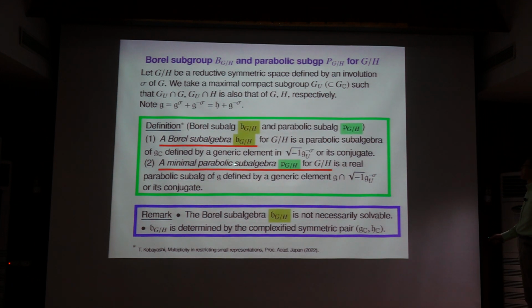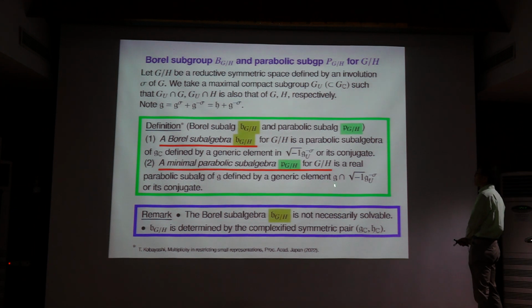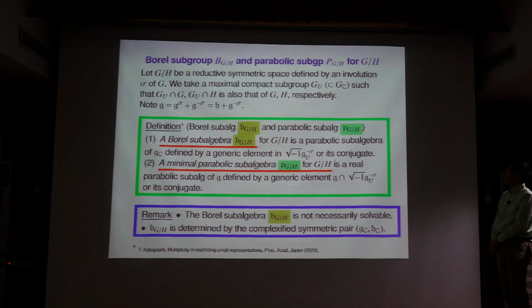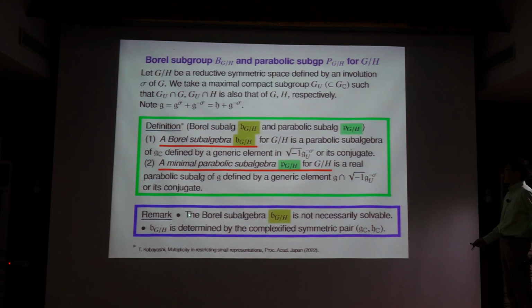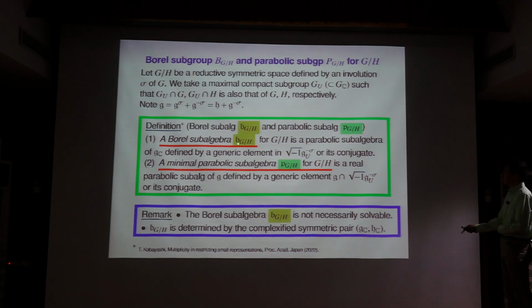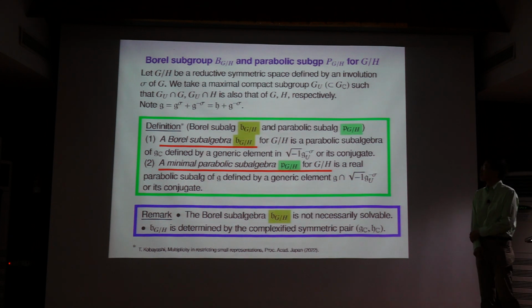And a relative minimal parabolic subalgebra, denoted by p_{Z/H}, for a reductive symmetric space is a real parabolic subalgebra defined by a generic hyperbolic element of the minus-one eigenspace of sigma, or its conjugate. And this is uniquely defined up to conjugation. And we note that the relative Borel subalgebra is not necessarily solvable, in contrast to the group manifold case. And also this relative Borel subalgebra is determined only by the complexified symmetric pair. So this is the remark.